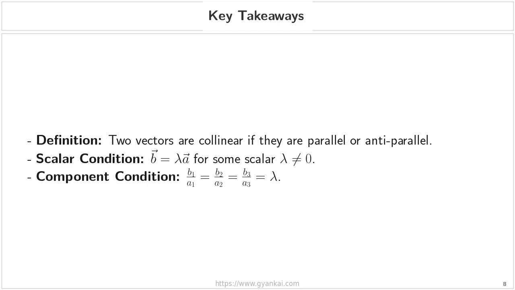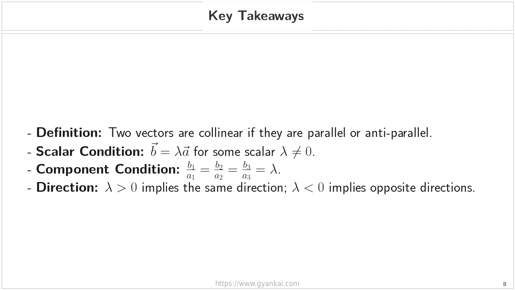Third, we have the component condition. When you are working with vectors in their component form, using the i, j, and k unit vectors, you can verify collinearity by checking the ratios of their corresponding parts. Specifically, the ratio of the x components, the ratio of the y components, and the ratio of the z components must all be equal to that same scalar lambda. In other words, b sub 1 divided by a sub 1 equals b sub 2 divided by a sub 2, which equals b sub 3 divided by a sub 3, all equaling lambda.